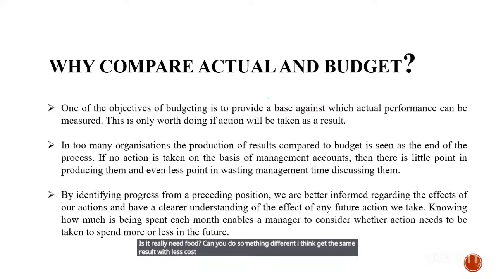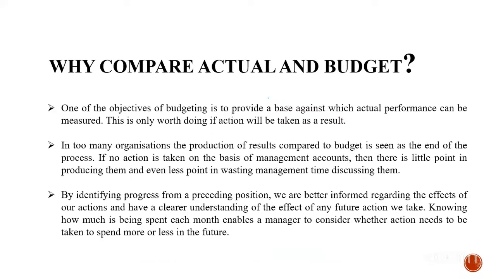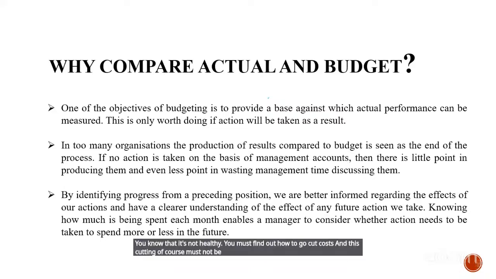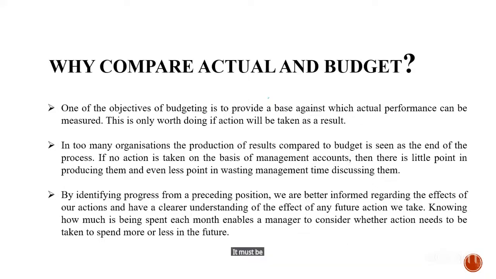Are you overspending your budget? Is it healthy to spend, or maybe you budget to spend 10 million on a particular item and you're spending 12 million? You know that is not healthy. You must find out how to cut costs. And this cutting of costs must not be to the detriment of the business. It must be cutting costs and still giving you the best, or optimal, result.